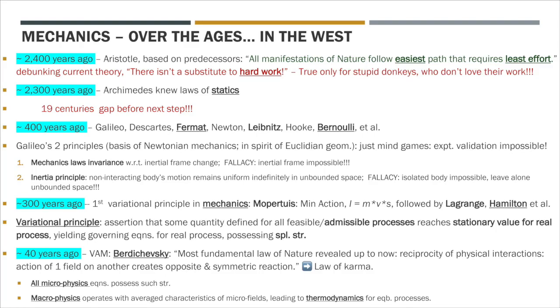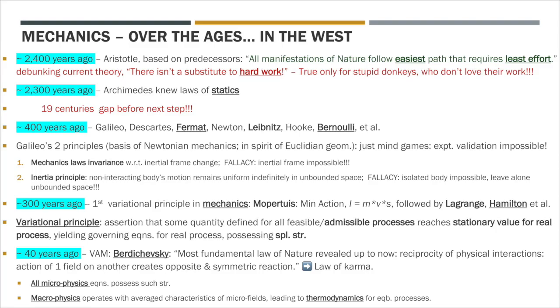100 years later, Archimedes knew already the laws of statics, which is a special case of dynamics. So 19 centuries later, that is just about 400 years ago, a huge bunch of scientists came up: Galileo, Descartes, Fermat, Newton, Leibniz, Bernoulli, just to name a few. And Galileo's two principles formed the basis of Newtonian mechanics. And this was in the spirit of Euclidean geometry. But these two principles are just mind games because experimental validation is not possible there.